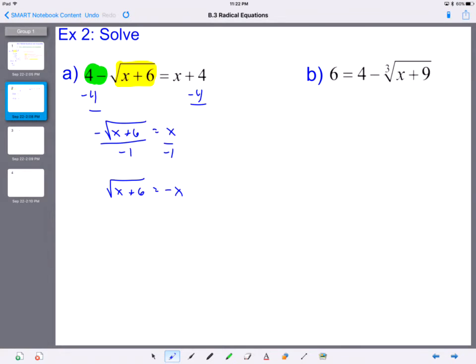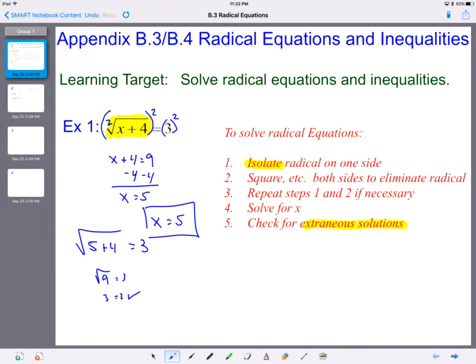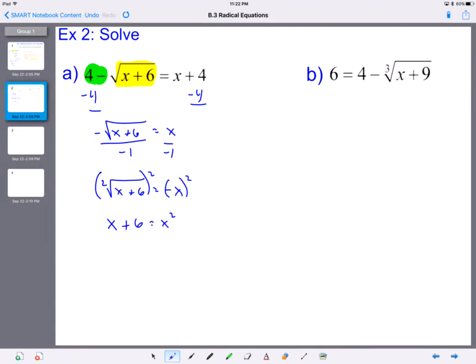We've isolated. Step 2 is to square both sides, depending on what the index is. Once again, this one is a square root, so we will square both sides. You can now see on the right hand side we're actually squaring a variable, which makes a difference. So we have x plus 6 is equal to negative x times negative x, which is x squared. Now, the first time, it was linear, so it was relatively easy to solve. This one's a quadratic, so how do we solve a quadratic? Well, we set it equal to 0, so I'm going to subtract the x and subtract the 6 and set it equal to 0, and then you're going to solve this quadratic.